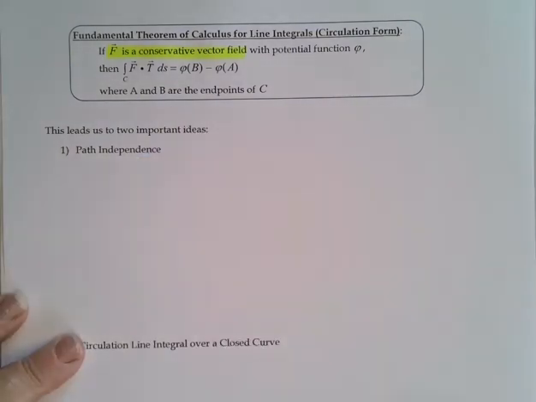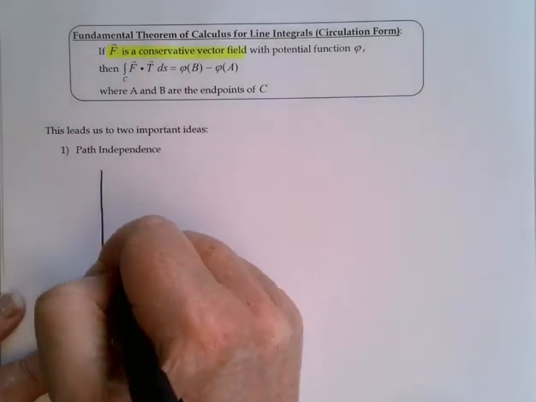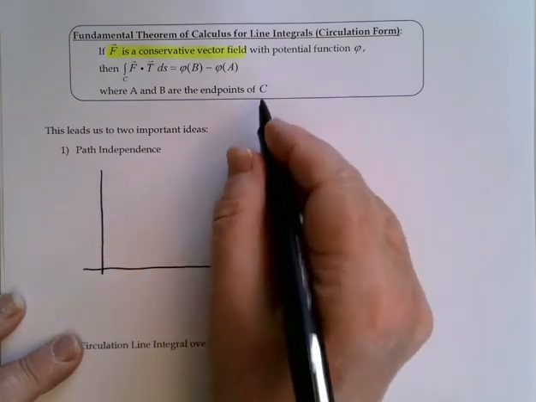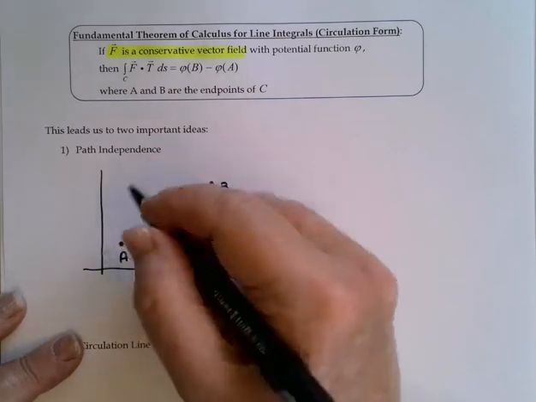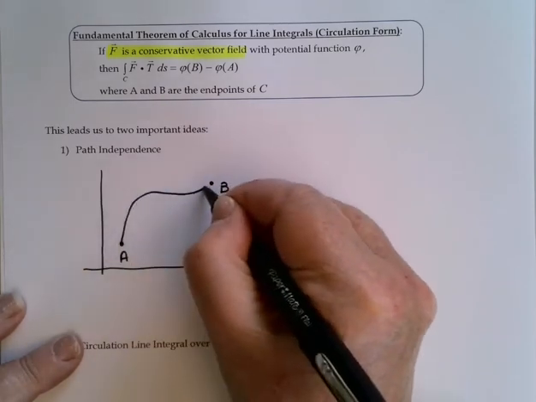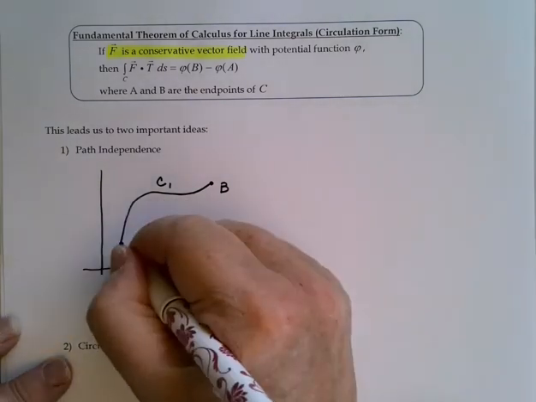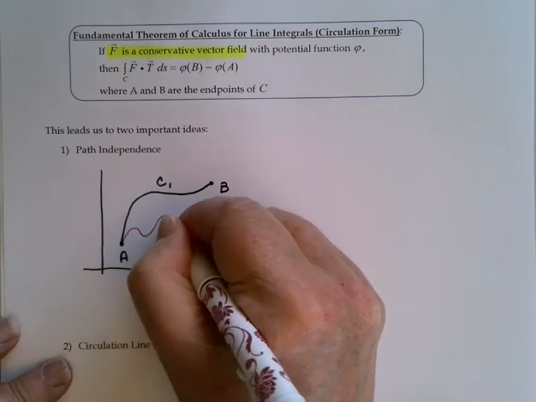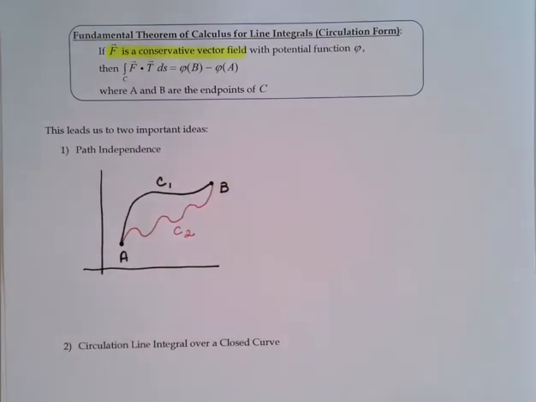Let's assume then that we do have a conservative vector field, and we also have this curve C that joins two points, A and B. I'm actually going to call that C1. And then I'm going to create a second curve that also joins points A and B. Make it a little fancier this time. There's C2.